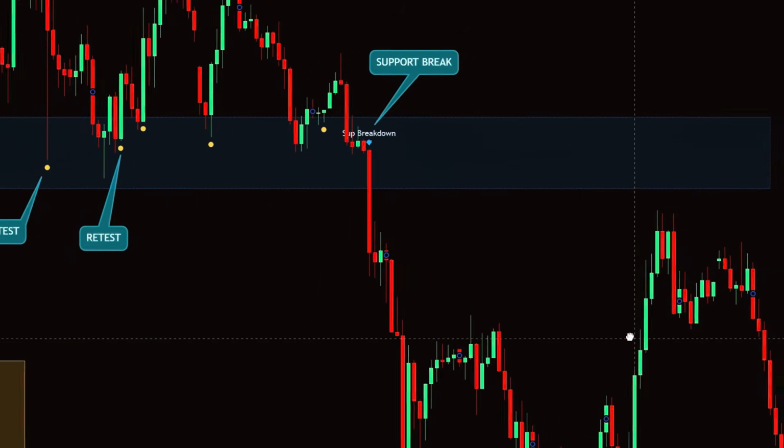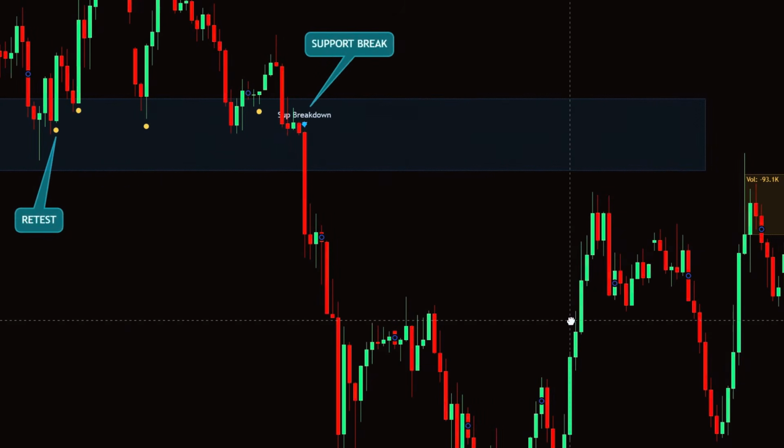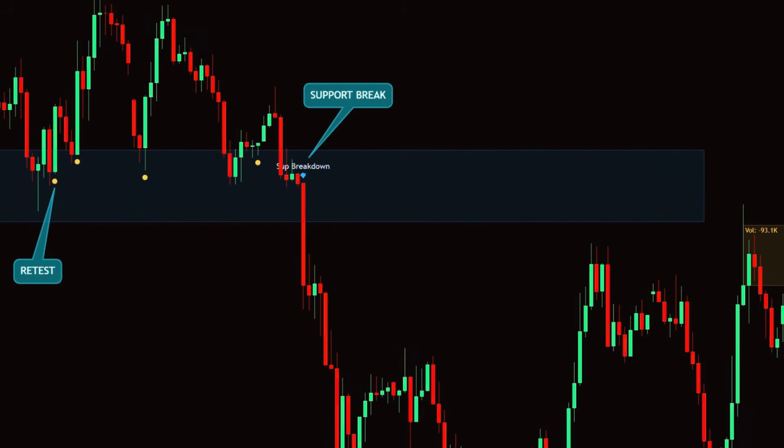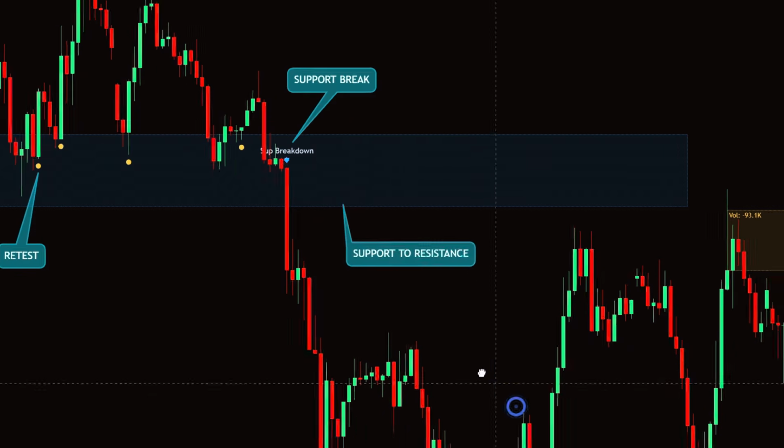After the breakout, notice how the zone changes behavior. The previous support now acts as a resistance, so the indicator automatically turns it blue. The border also changes from solid to dotted, clearly showing that the zone has already been broken. This gives you an instant visual update of the market structure without needing to redraw anything manually.